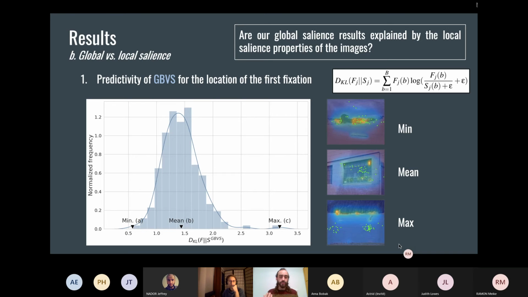And it turns out that they are not very related. So the conclusion is that the salience maps cannot predict the first fixation maps derived from our experiments. In this slide, I'm showing the results for GBVS, and in the next slide are the results of DeepGaze2, which is a little bit better, but it's still not predictive.